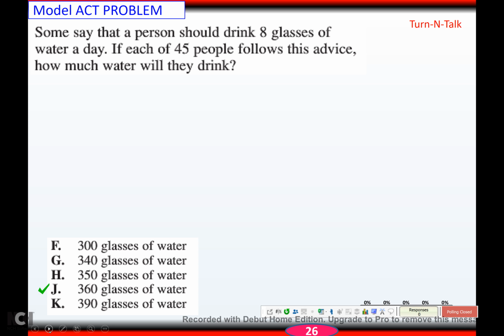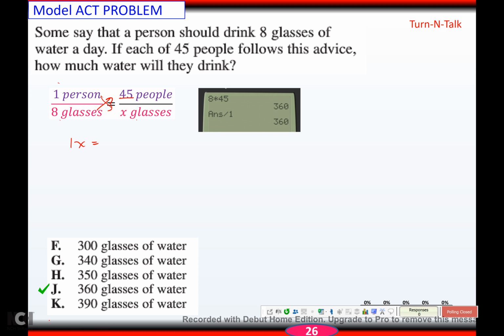And hopefully you got 360. All right, it says some say that a person should drink 8 glasses of water a day. If each of 45 people follows this advice, how much water will they drink? Well, for one person, they need 8 glasses. So if I had 45 people, how many glasses would that be? Well, cross multiplying, 1 times x is 1x equals 8 times 45, which is 360. I mean, you can divide by 1 or not, but it's going to be 360.